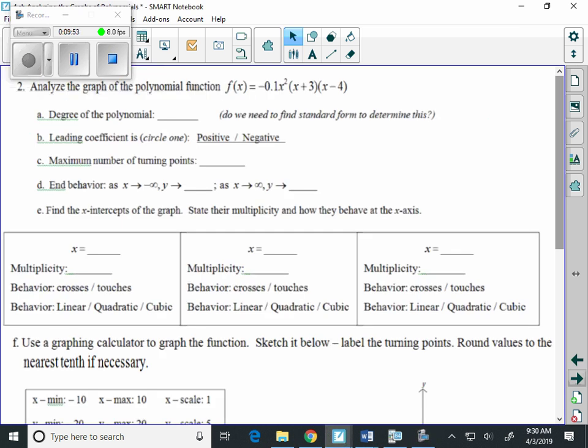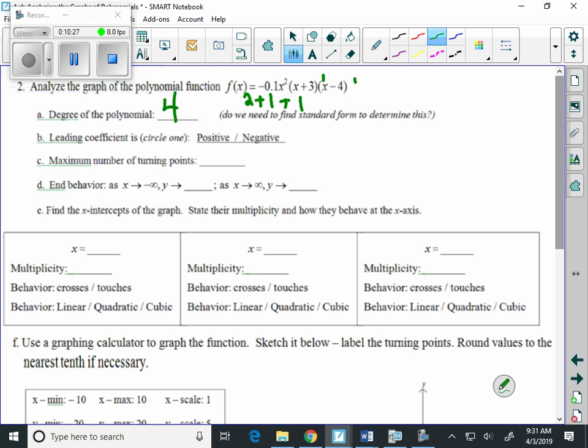Analyze the graph of the polynomial function f of x equals -0.1x squared times x plus 3 times x minus 4. Degree of the polynomial. Well, a reminder when we look at the degree of the polynomial that this parentheses has a 1 on it and this parentheses has a 1 on it. And what we have to do once we determine what those exponents are is we're going to take 2 plus 1 plus 1, which gives us 4. So the degree of our polynomial is 4.